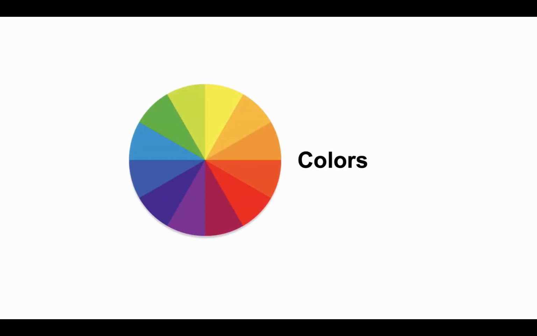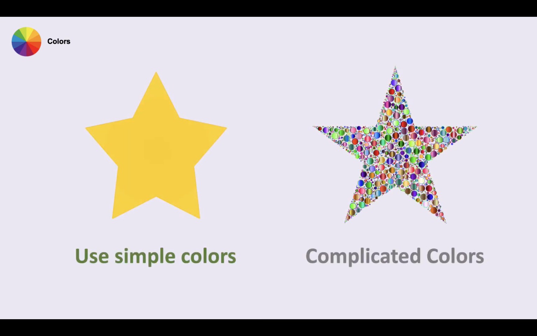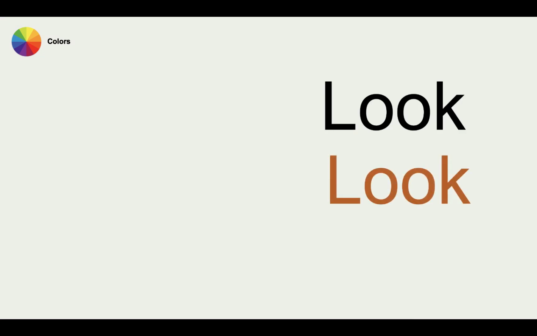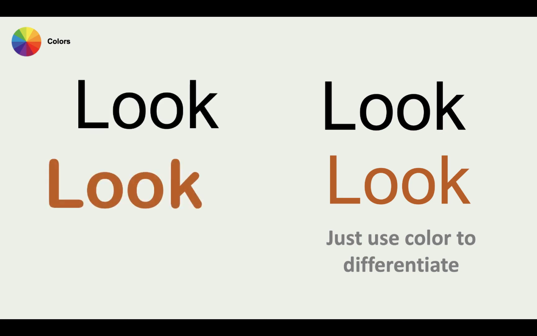Colors. Rather than using complicated colors, just use simple colors. Rather than relying on colors to emphasize meaning, use other sensory characteristics such as size, boldness, shape, and location to jointly convey meaning.